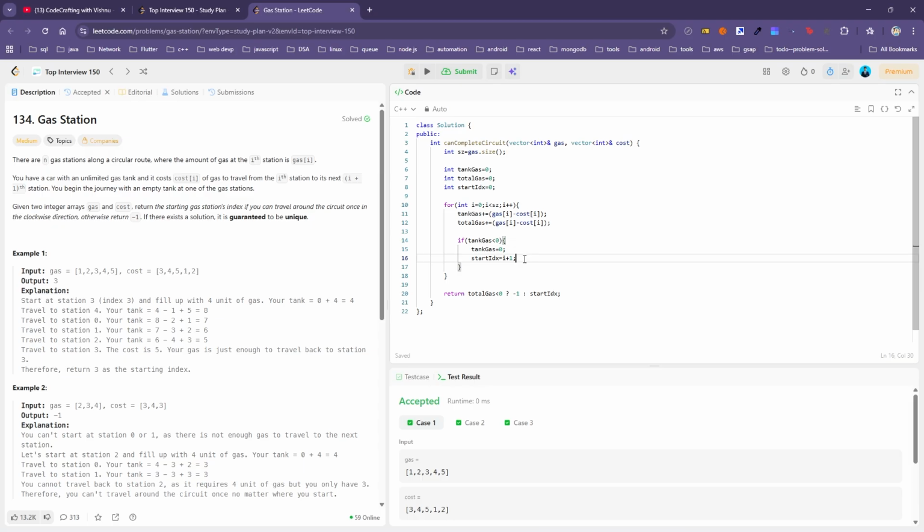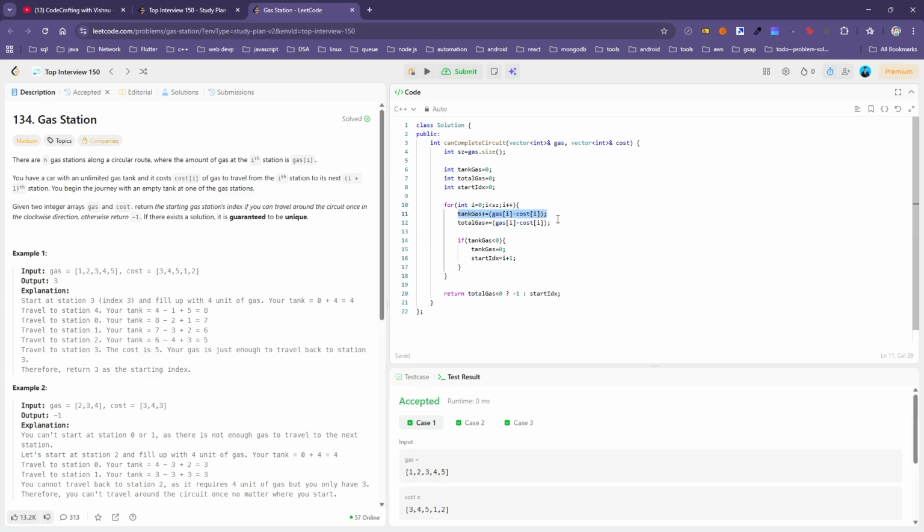Now from that station, you can see also that we are traversing from the 0th index to the last index only. So now we will reach the last index, and after reaching the last index, if the total gas is greater than or equal to 0, which means we might have started from many indexes, but after completing the traversal of this array, we have something in our gas tank. It can be 0 or more than 0, but it is not negative. Then in that case we'll return the start index, else we'll return -1.